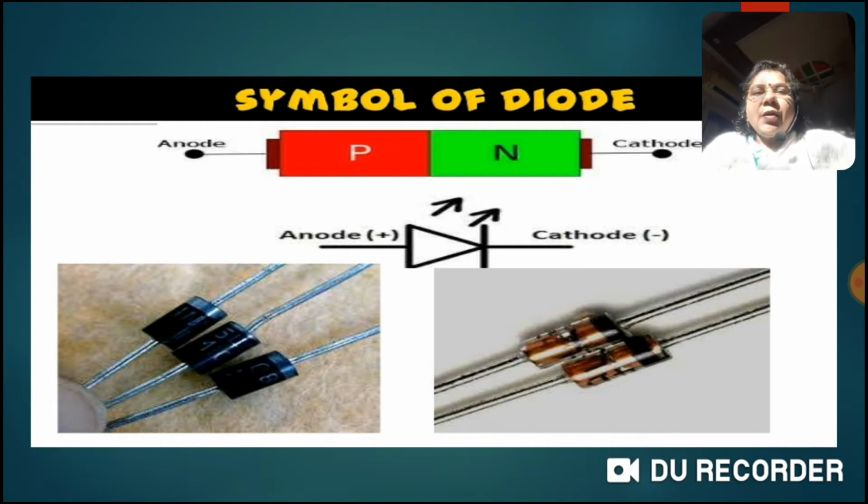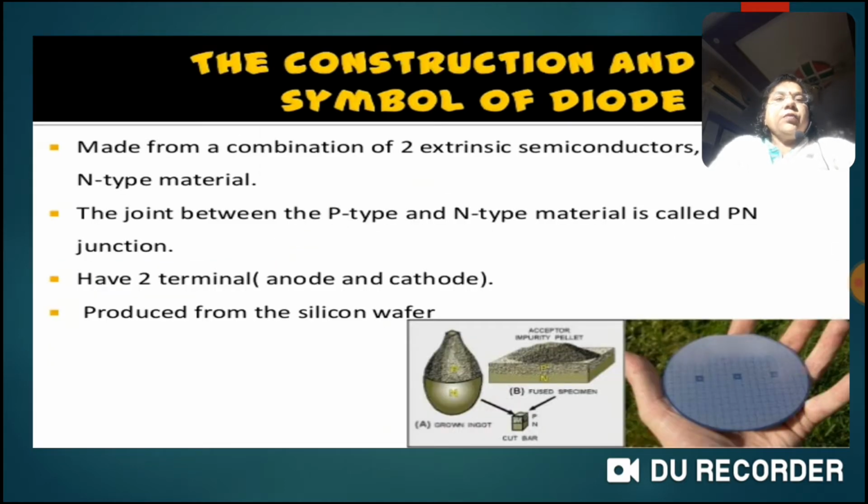In the PN junction diode, the black color body is there and two leads are coming out, and one silver ring is there. The silver ring denotes the cathode of a diode. In the other photograph, it is a Zener diode. The Zener diode is glass colored and a red ring is given on it. The red ring indicates the cathode. Now the construction and symbol of the diode we will see.